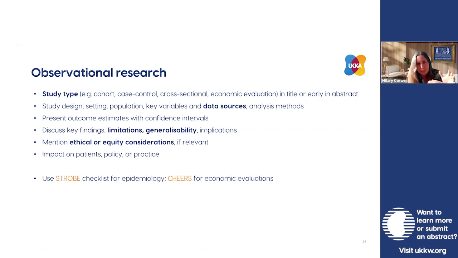In a lot of ways, this has a lot of overlap with other types of quantitative research. And here there are a couple different checklists that you can use that are in that broader set. The STROBE is used for epidemiology, CHEERS for economic health evaluations.